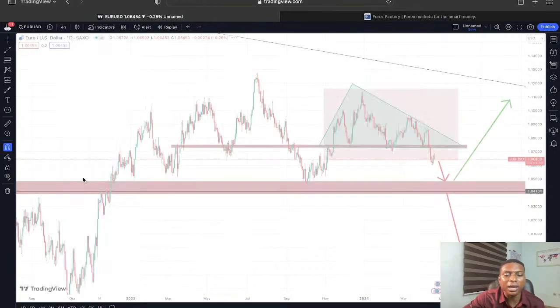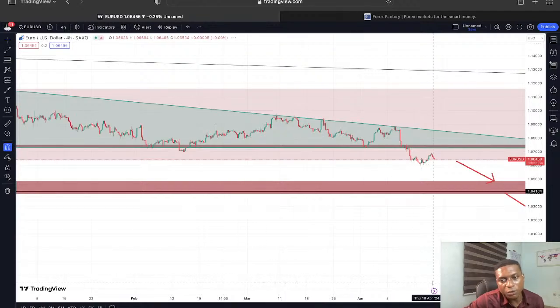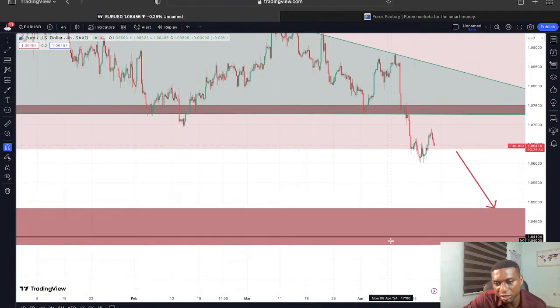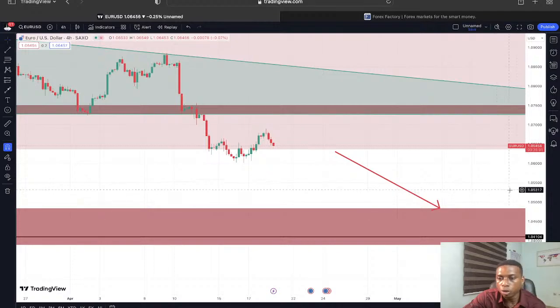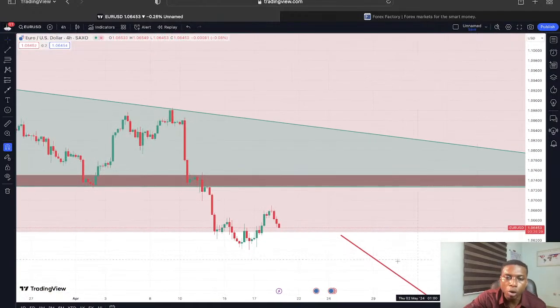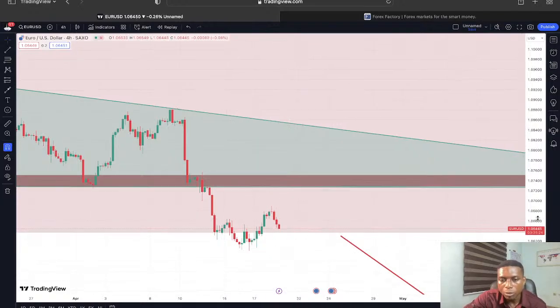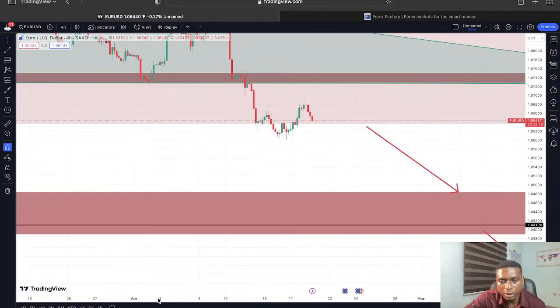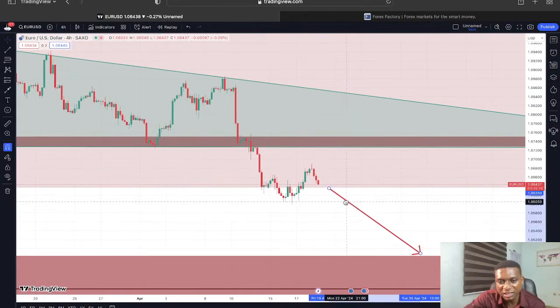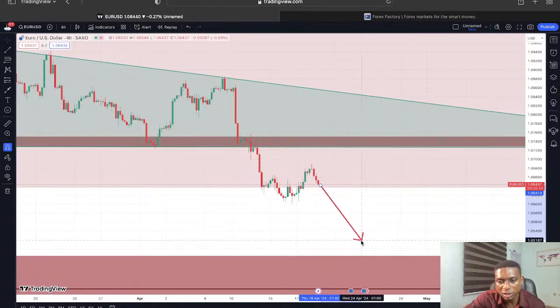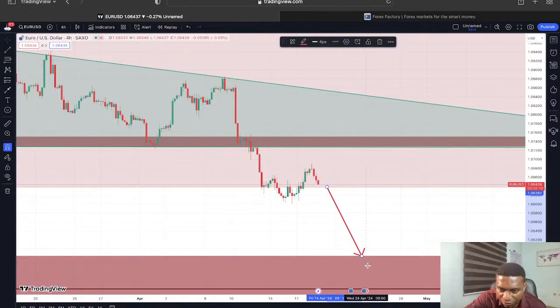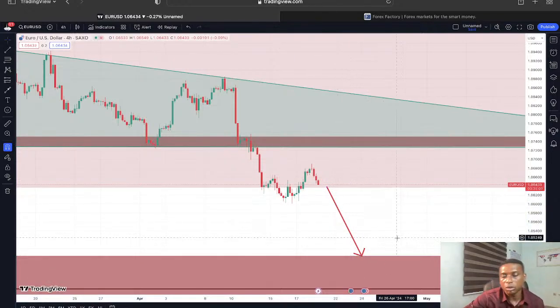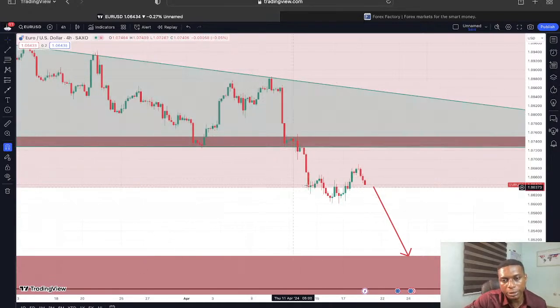Let's go down to the 4-hour time frame to see more closely. For those interested in intraday trading, maybe you want to trade today before tomorrow. As you can see, the market is already having a turnaround, and what we're going to see is price fall down to this next support zone, and that's it.